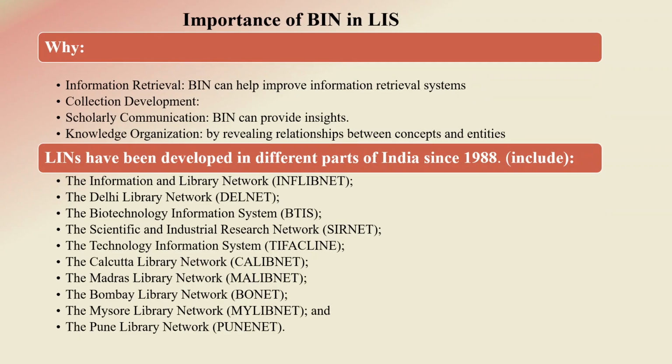Understanding bibliographical information networks is crucial in the context of library and information science. Here are the reasons. First, information retrieval. Why should I go for this? Because information retrieval is a very, very important aspect for library people. If you are not able to retrieve the information, you will not be able to give different kinds of services. So information retrieval is important. Bibliographical information networks can help improve information retrieval systems by providing context and relationships between the search and results.